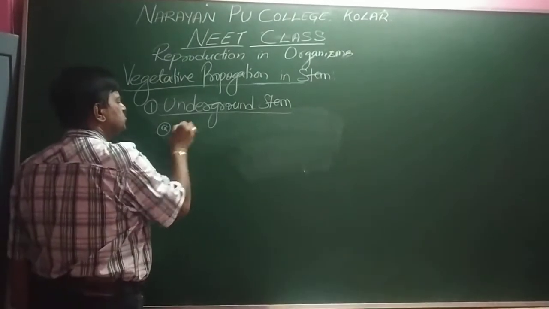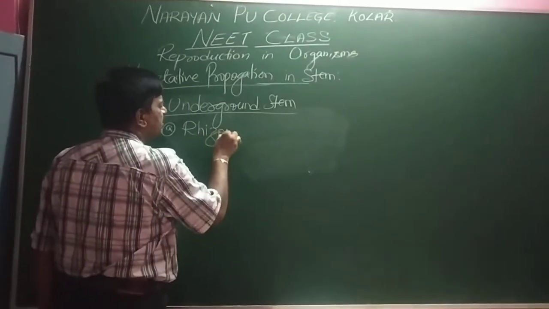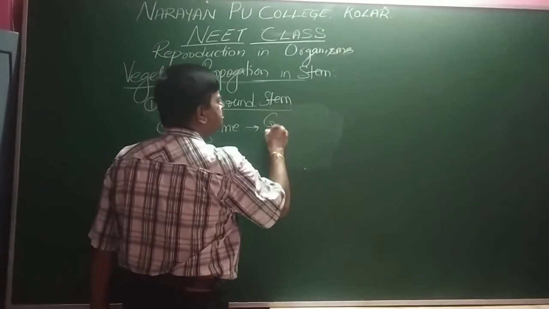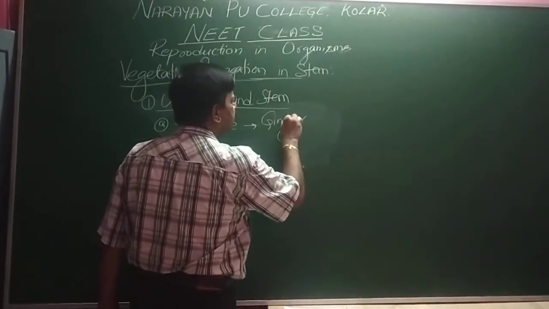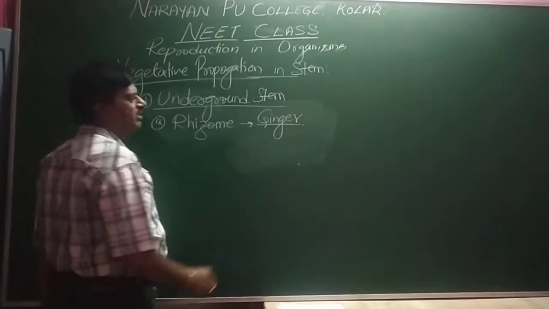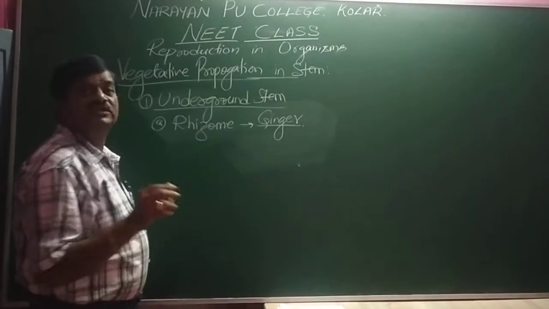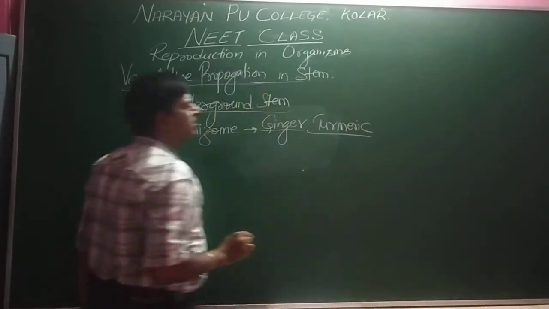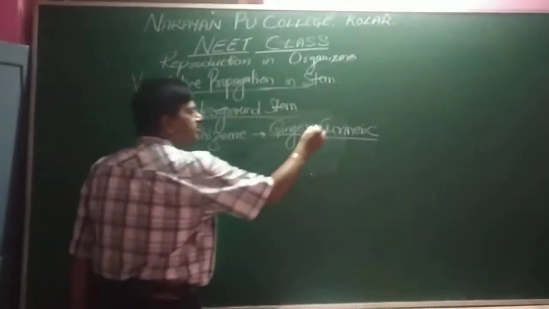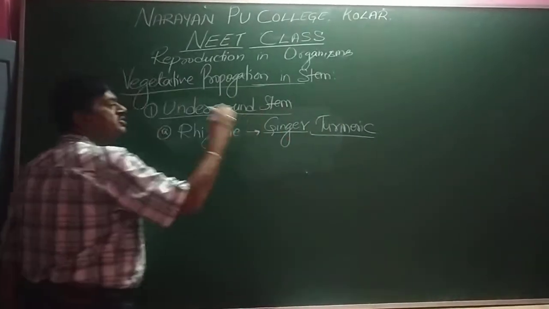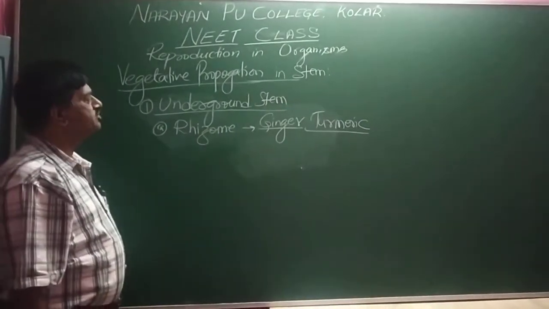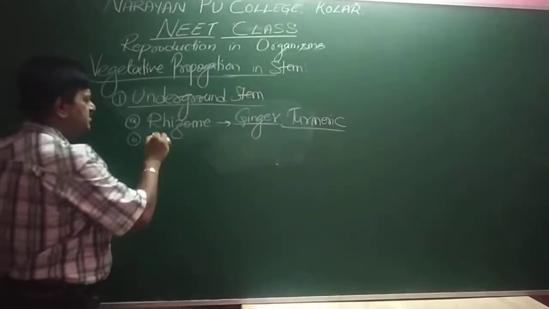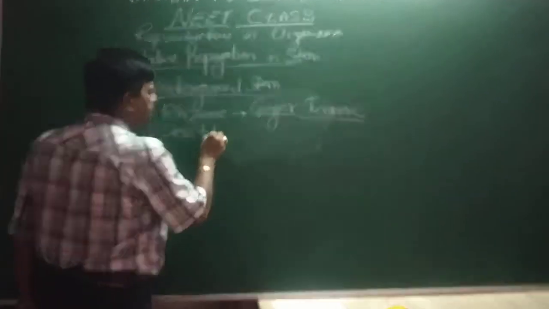Under this, the first one is called rhizome. The rhizome example is ginger, Zingiber officinale. The other one is turmeric, Curcuma longa. In these two, the stem is cut into pieces, and each piece gives rise to new individuals. So this is rhizome. The second one is called stem tuber.